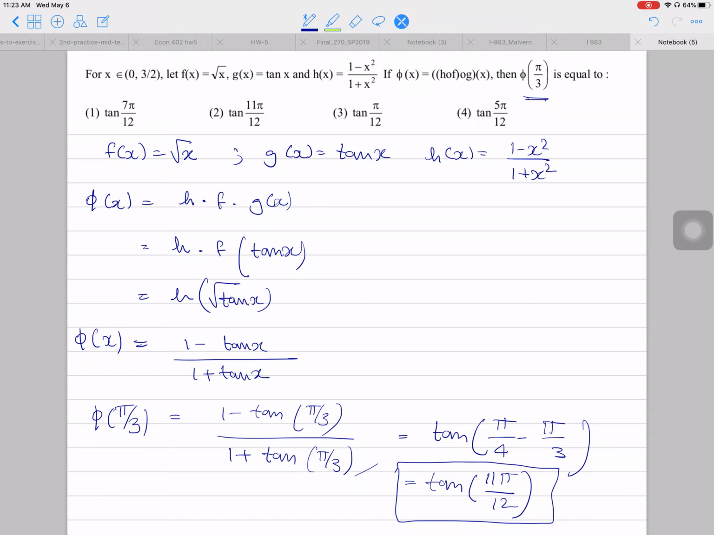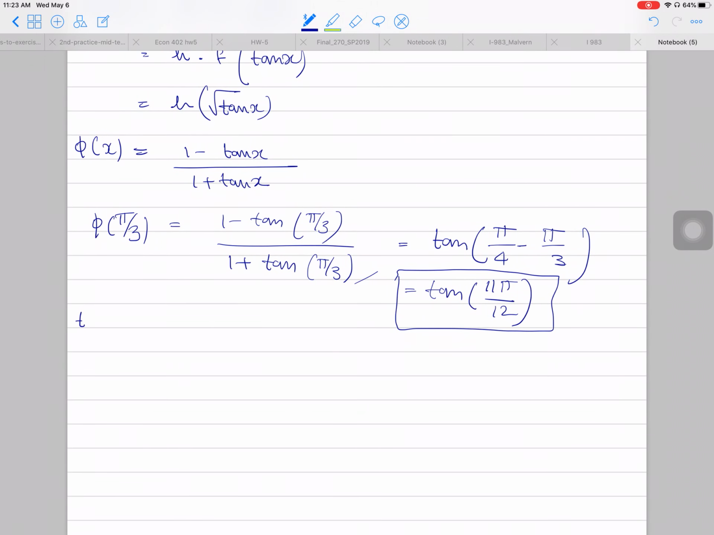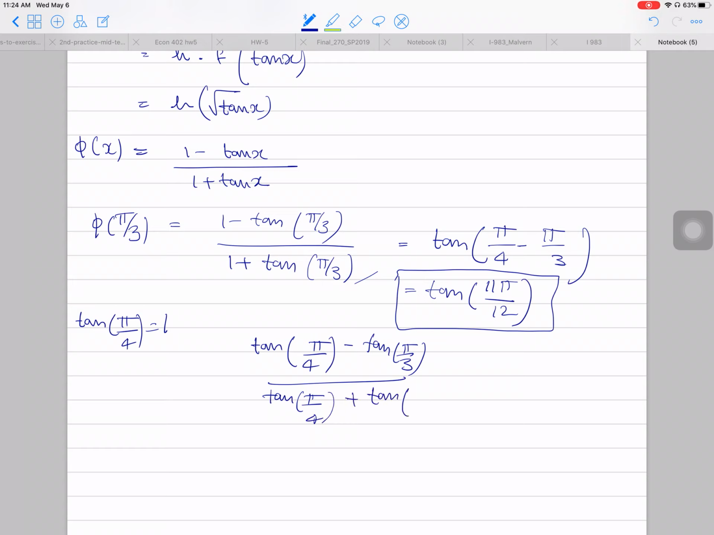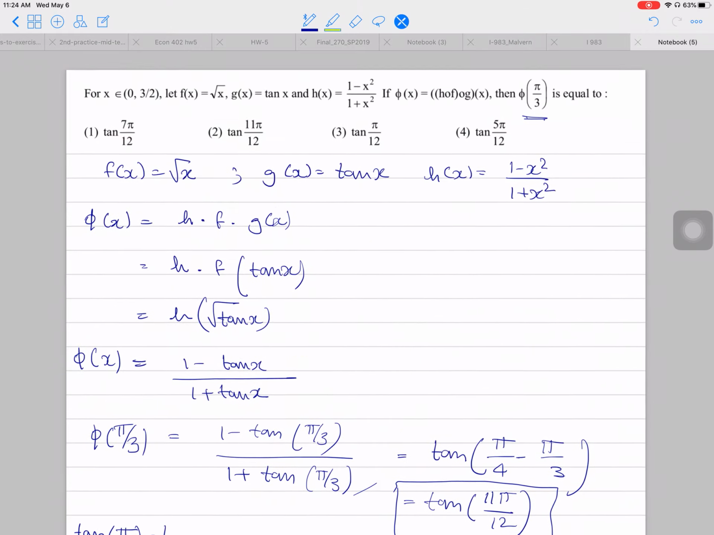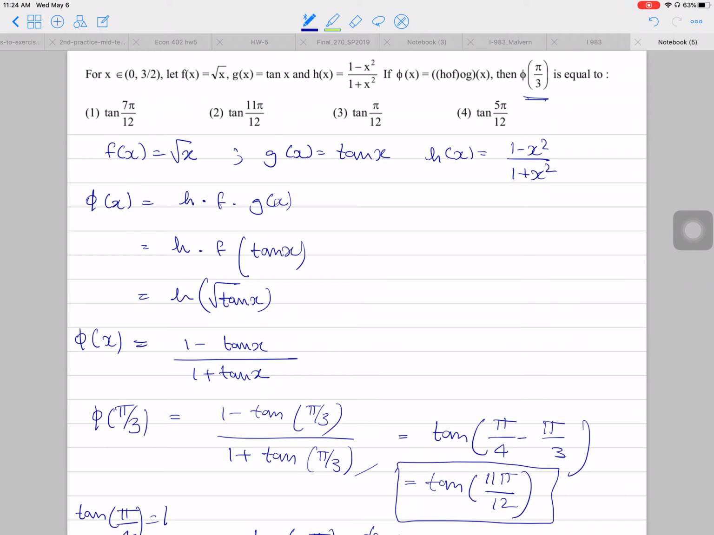How did we get this trigonometric identity? So we know that tan of pi by 4 is 1. So in the numerator we have tan of pi by 4 minus tan of pi by 3, and the denominator is tan of pi over 4 plus tan of pi by 3. And that is basically the formula of tan of A minus B. So this is where we get the trigonometric identity from. So our answer is tan of 11 pi by 12, which is option 2.